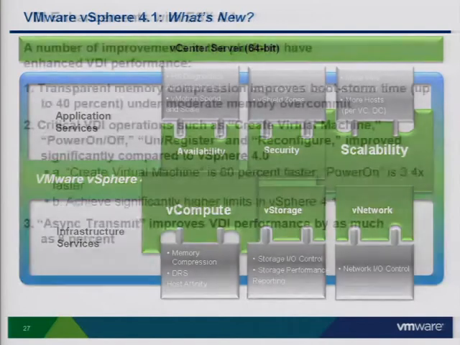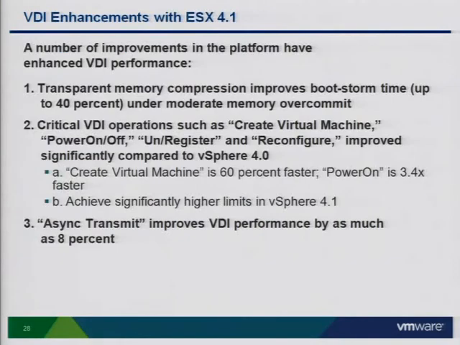This has resulted in some tremendous improvements, as much as 40% improvement in times when you are testing bootstorm in View environments. 9 a.m. in the morning, when hundreds of employees turn on their VMs, the bootstorm situation results such that a Windows VM likes to touch every byte of its memory when it powers up. So if 1,000 VMs try to do that on an overcommitted host, that's a significant challenge. And this memory compression technology helps you.